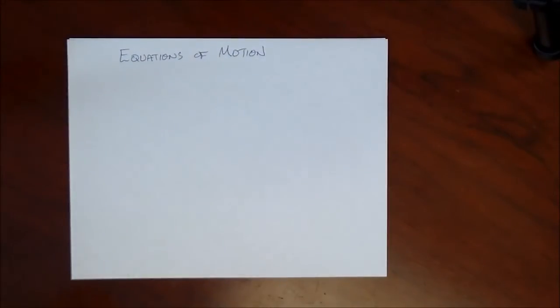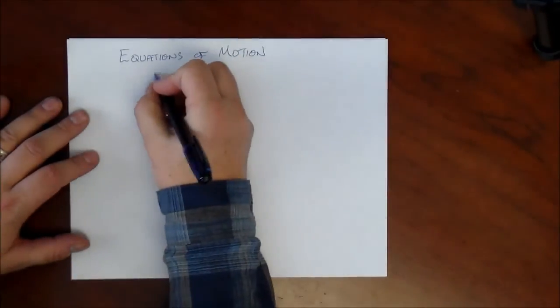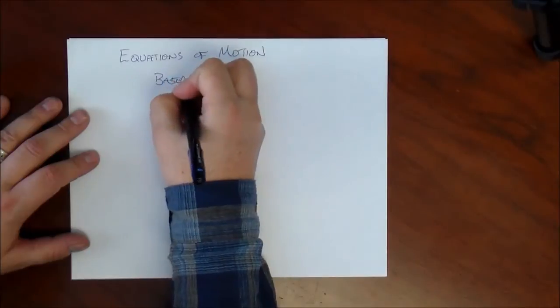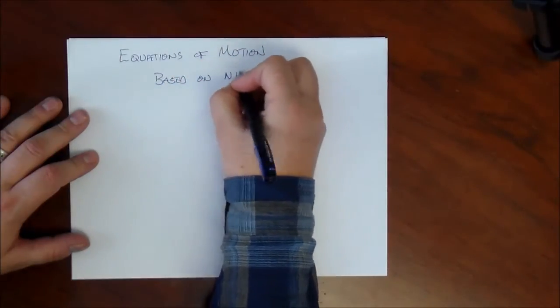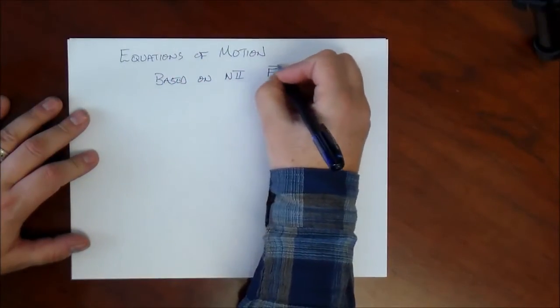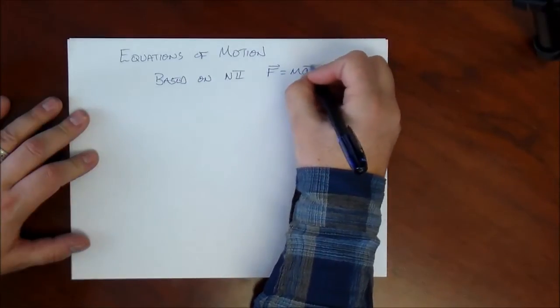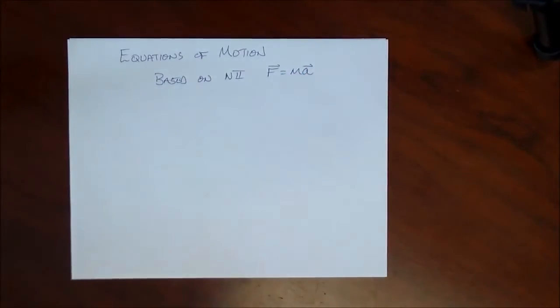Now that we know the relationship between Newton's second law and motion, we can find the equations of motion. The equations of motion are simply those equations that relate forces acting on a particle to its motion. As I mentioned, they're all based on Newton's second law. That is, the total force equals the mass times acceleration.